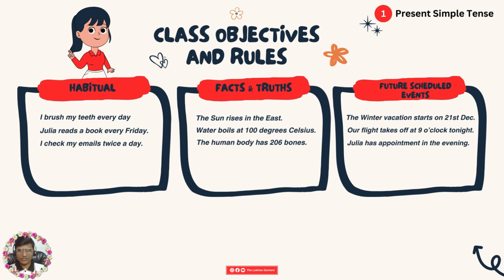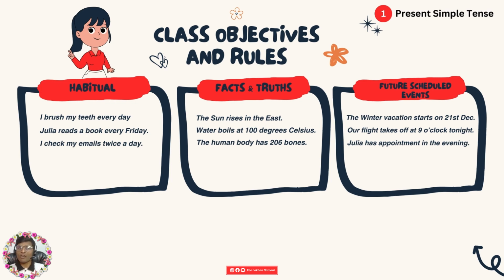Still we are on the first category, habitual actions. Habitual actions are those we do every day. I brush my teeth every day. Or you can say that I brush my teeth twice a day, right? It means you're doing something 2 times or once a day.